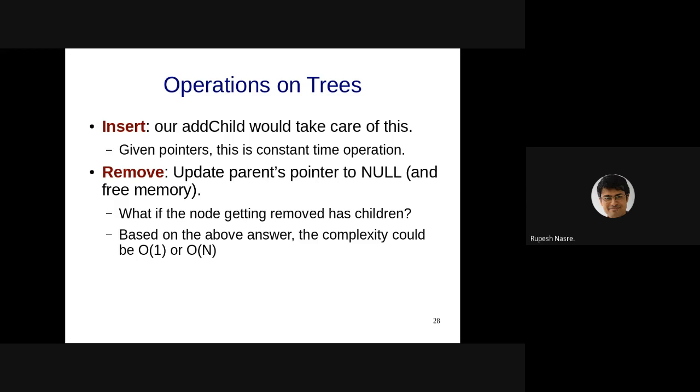But if I need to remove only X, and Y and Z need to be retained in the tree, then there is a question, because root has only one pointer which was pointing to X. Maybe it had some other pointer which was pointing to something else. Now, what will it point to? Will it point to Y? Will it point to Z?